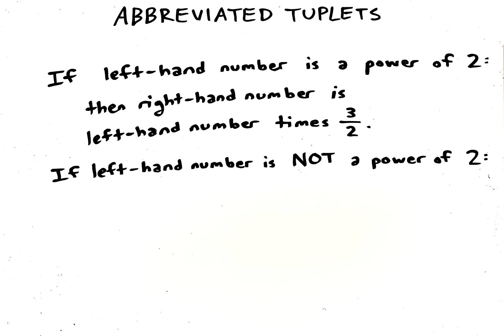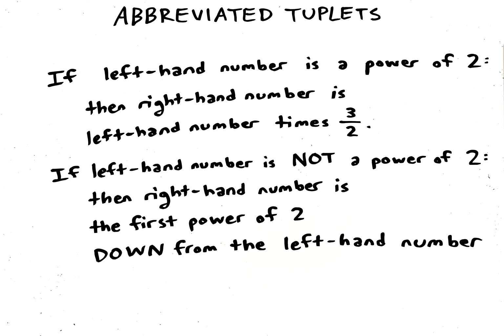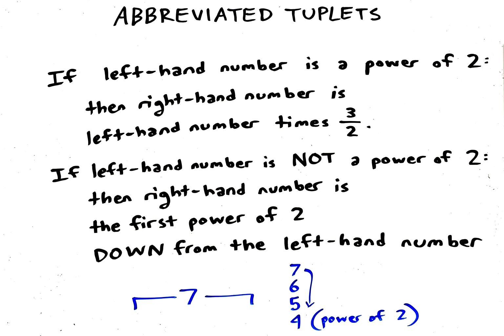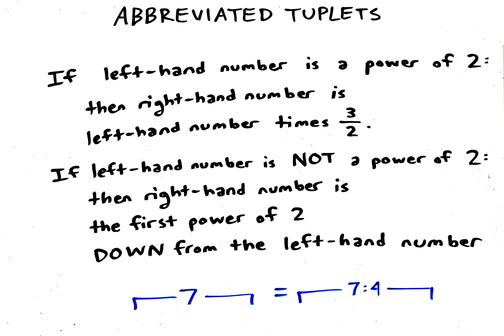Therefore, you know that a 16 tuplet is just an abbreviated way of writing a 16 against 24 tuplet. If the left-hand number is not a power of 2, then the right-hand number is simply the first power of 2 down from the left-hand number. For example, let's say the left-hand number is 7. If we go down from 7, we get 6, 5, and 4. 4 is the first power of 2 down from 7. So the hidden number is 4. And therefore, you know that a 7 tuplet is just an abbreviated way of writing a 7 against 4 tuplet.